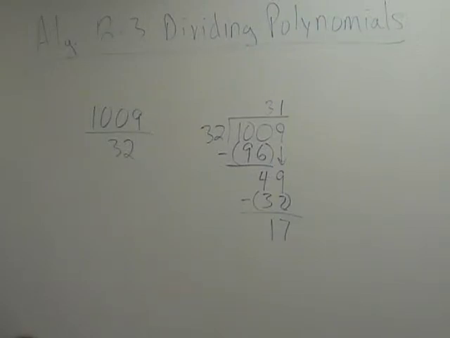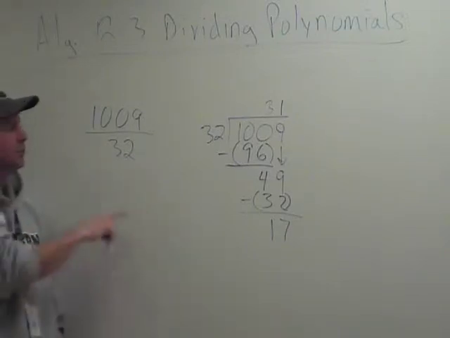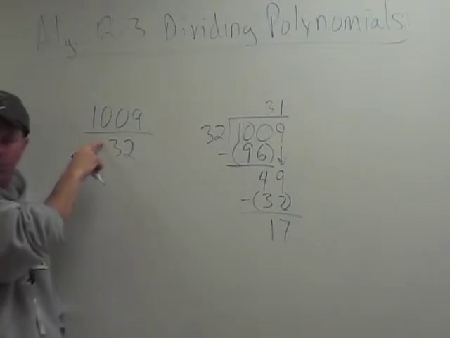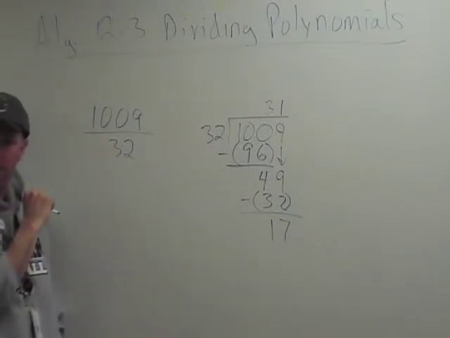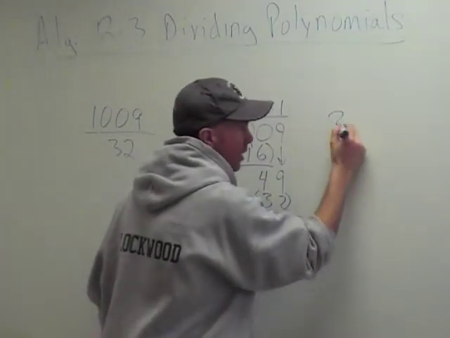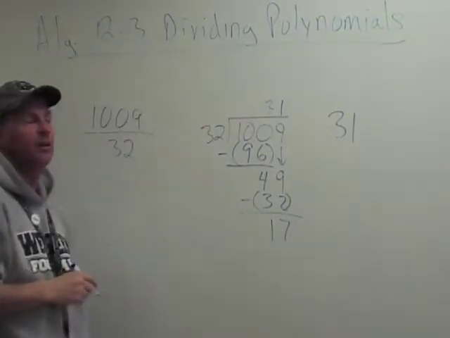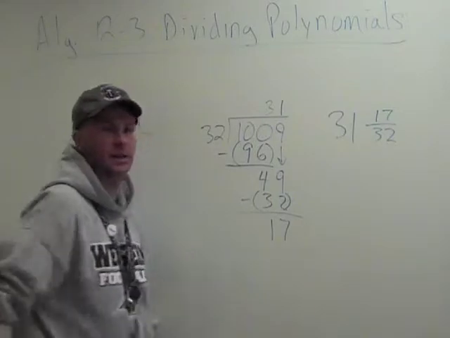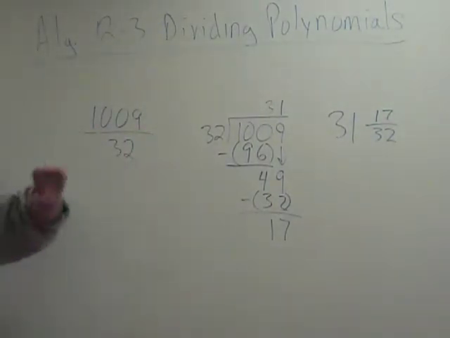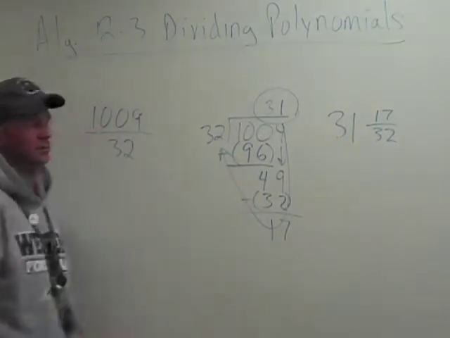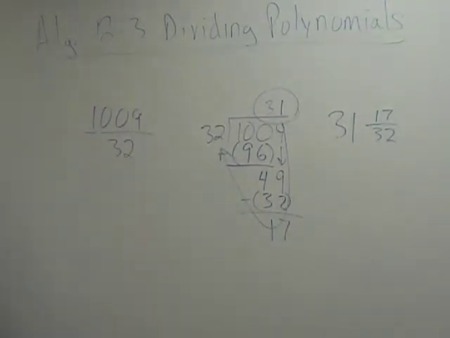Now, here's how you really are writing this. What you have just done is you figured out the mixed number for this. How many times does 32 go into 1009? 31 with a remainder of 17 over 32. That's how you do that. Okay, so that was the final step. It is this number over that fraction.